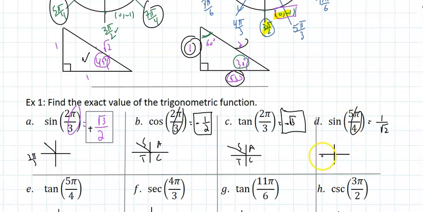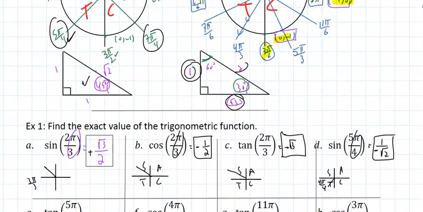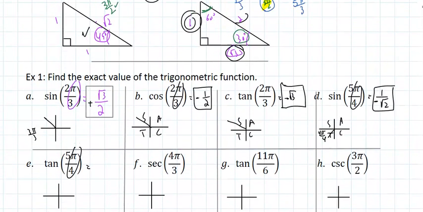And 5 pi over 4, if this is 4 pi over 4, 5 pi over 4 is right there. And in this quadrant, again, if I'm looking at this, I could see where 5 pi over 4 is. 45 degrees, I know tangent is, and again, it's right there, opposite over adjacent, that's 1 over 1. 5 pi over 4 is in this quadrant, and it's a positive 1.